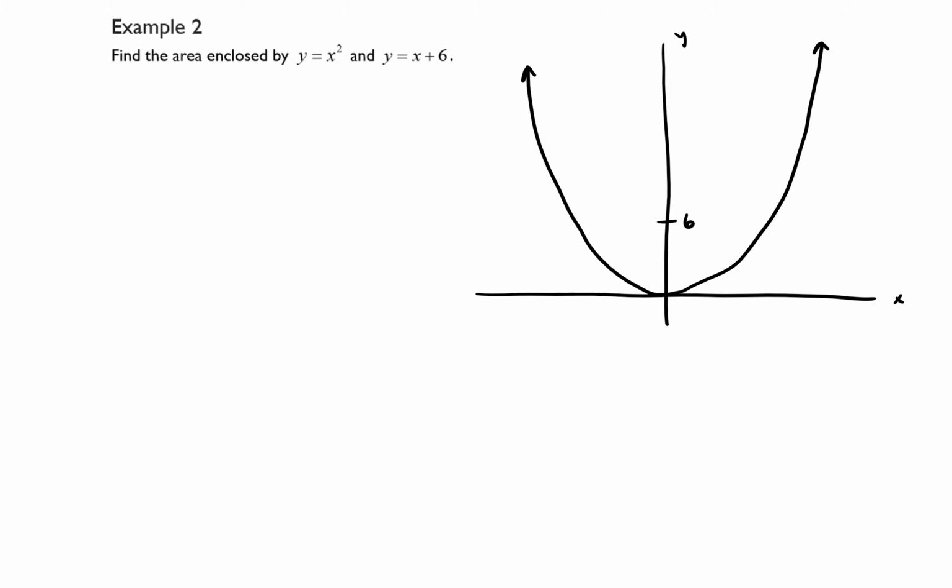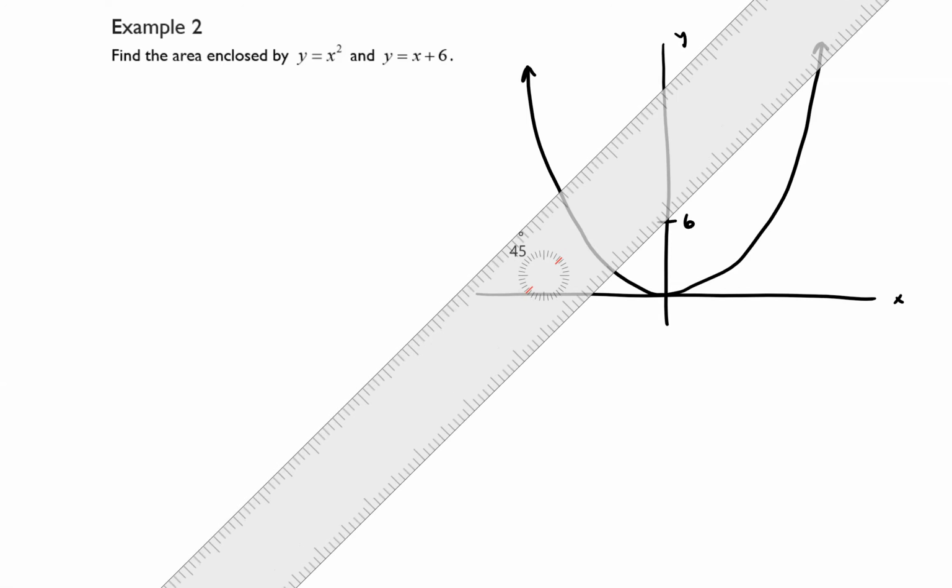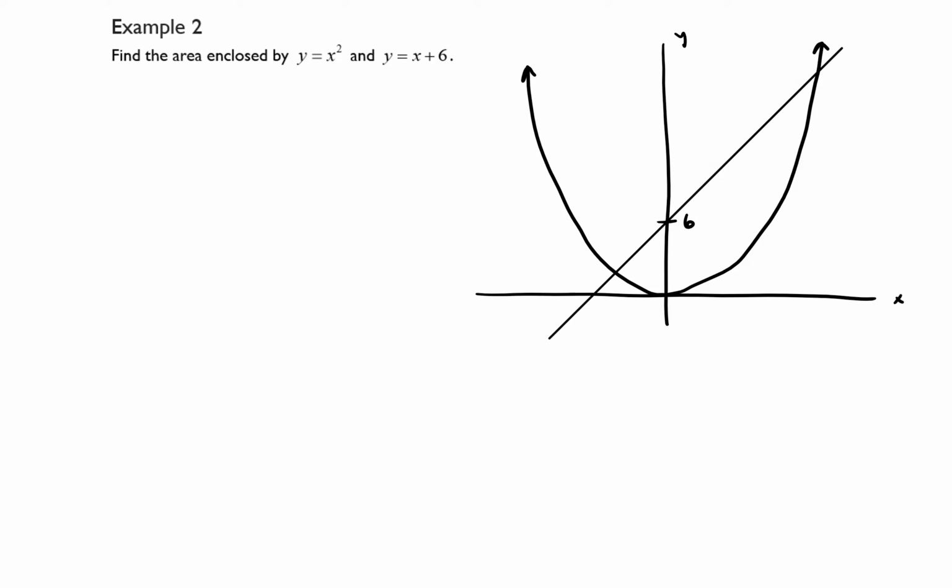Let's say this is 6. Y equals x plus 6 is a linear function that goes through the point (0, 6). And so our goal is to find the area enclosed by these two curves, which I'm highlighting here in yellow.